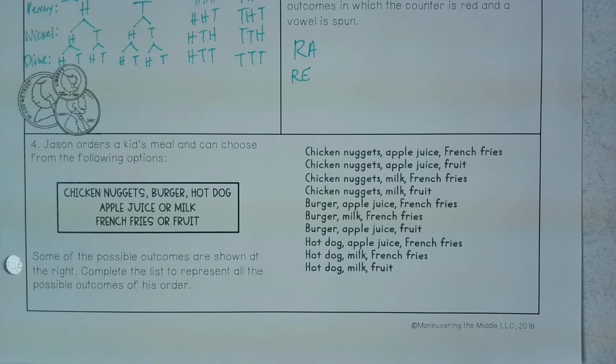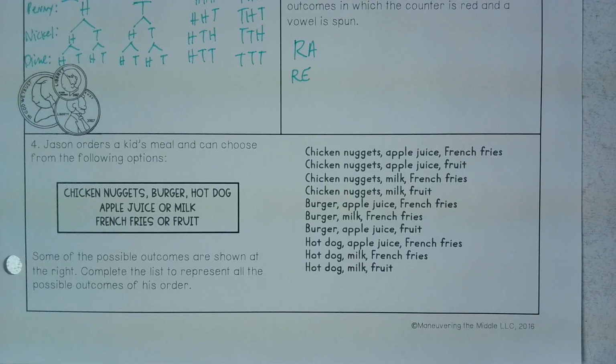Jason orders a kid's meal and can choose from the following options. He can get chicken nuggets, burger, or hot dog. Apple juice or milk. French fries or fruit. Got it? Some of the possible outcomes are shown at the right. Complete the list to represent all the possible outcomes of his order.